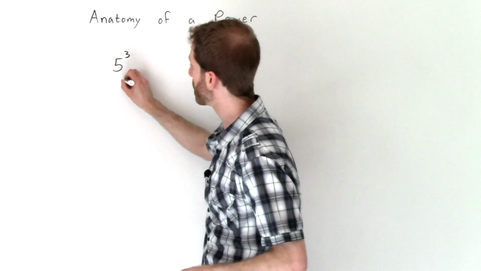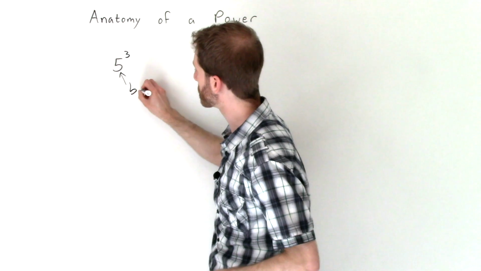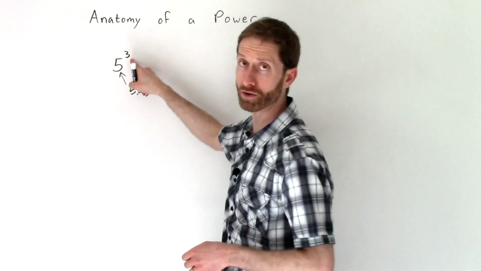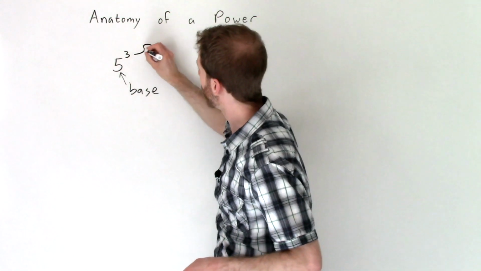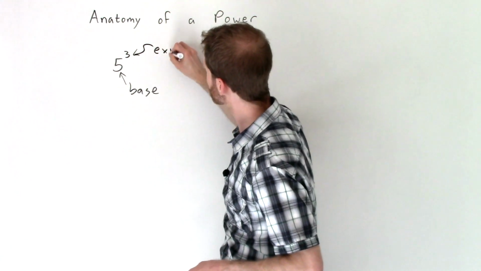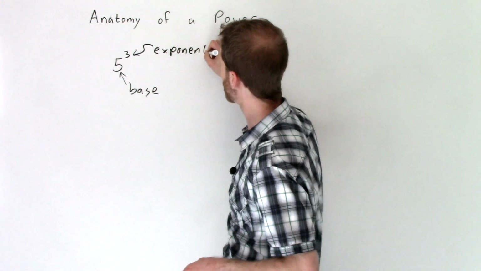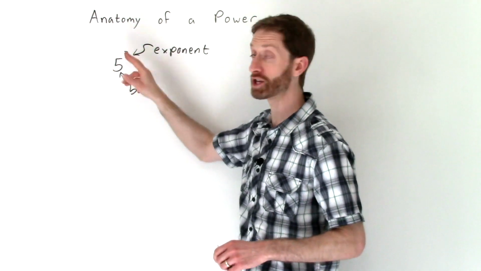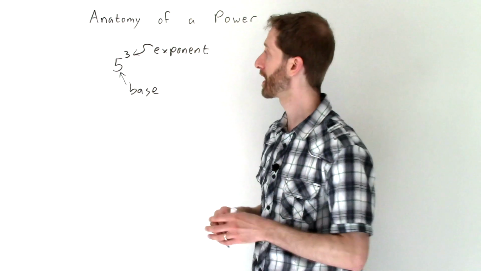This 5 right here is what we call the base, which makes sense. It's at the bottom of the power. That is your base. This smaller number is considered your exponent. So you want to make sure that when you write your exponent, it's a smaller number than your base, and it is raised up above that base.